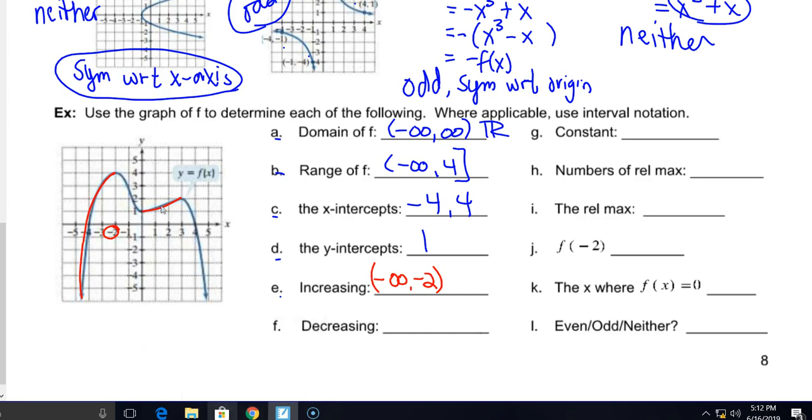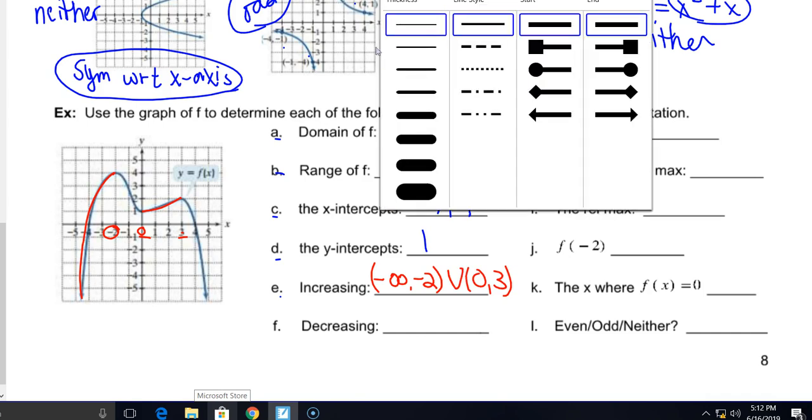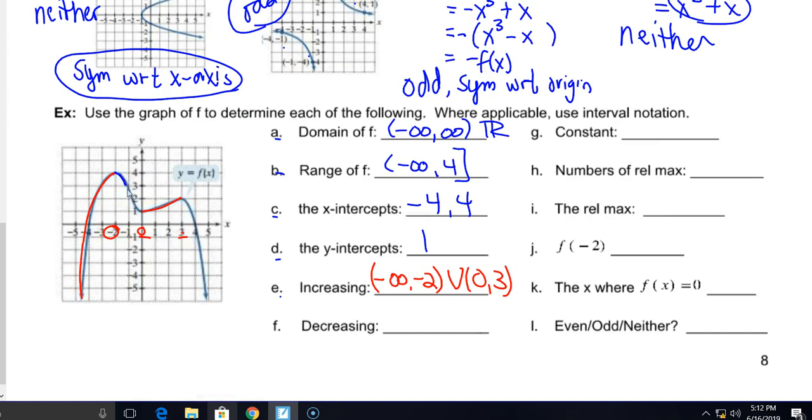And I also have another spot right here that I'm increasing. So what x values are those? That's from 0 to 3. So from 0 to 3, I am increasing, and I'm going to union that. Then we need to determine where we are decreasing. So from here to here, from negative 2 to 0, we are decreasing. And from here to here, and it keeps going, going, going, we are decreasing forevermore. So here we're starting at 3 to infinity.